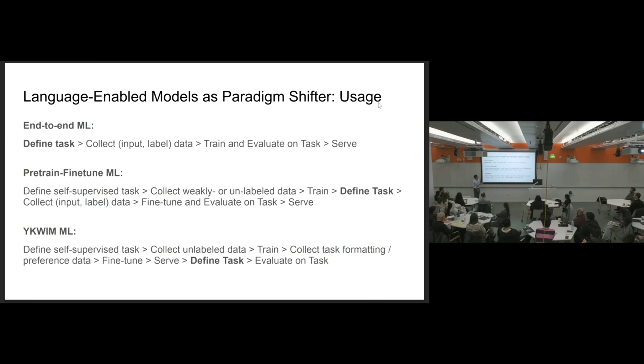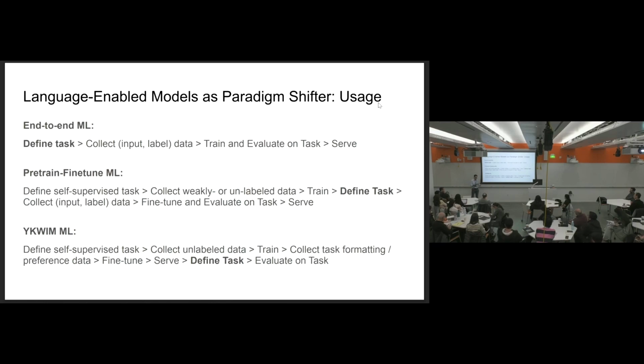But what this did was delay the point at which you actually define your task to be after most of the computation and training was done. And now what seems to be happening with large language models is that we do this pre-training, and then maybe a little bit of fine-tuning to get the task formatting.